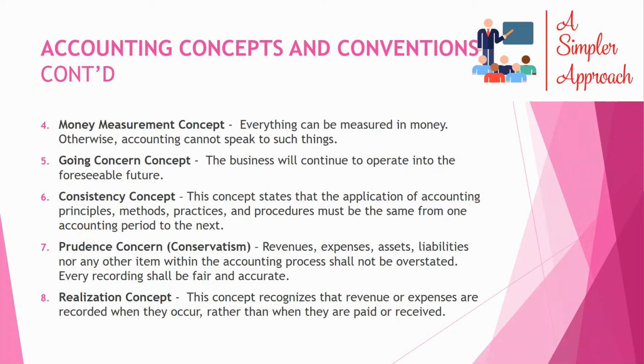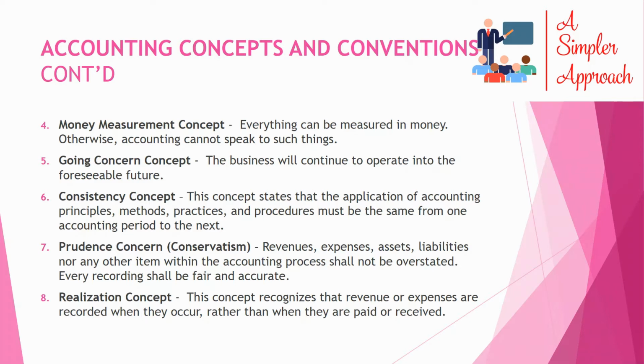Number 7, the prudence concept, also known as conservatism. This concept states that revenues, expenses, assets, liabilities, or any other item within the accounting process shall not be overstated. Now, the word overstated simply means that you are recording the value more than what it's supposed to be.